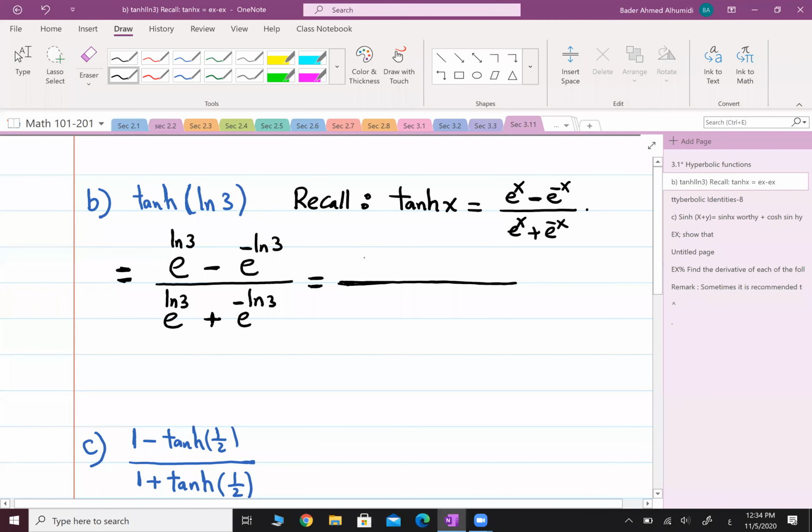Why? Using this rule, e to the power ln x equals what? Equals x if x is greater than what? If x is greater than 0. Because these functions, e and ln, are inverse of each other, so I can evaluate by cancelling the e with the ln.